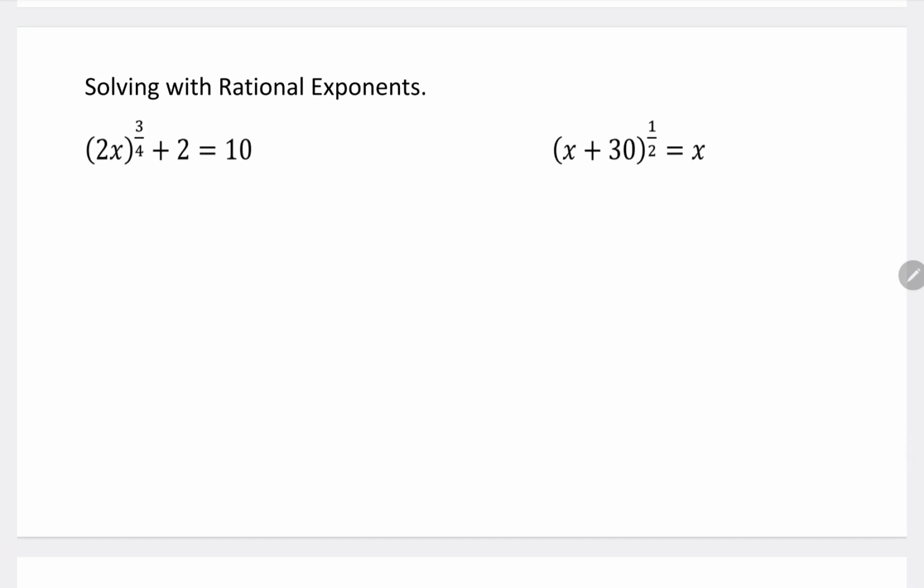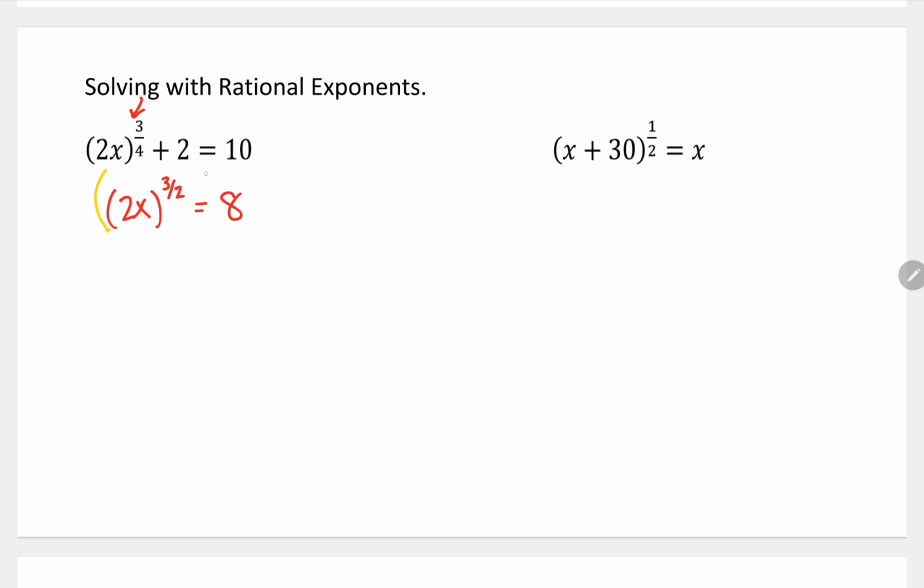All right, the last thing we're going to talk about is how to solve when we have rational exponents. Remember, rational exponents are just a fancy way of writing radicals. So they kind of work similarly. First, we're going to isolate whatever has the rational exponent. So in this first example, we are going to subtract 2 to both sides to isolate it. And then we're going to use some exponent rules here.